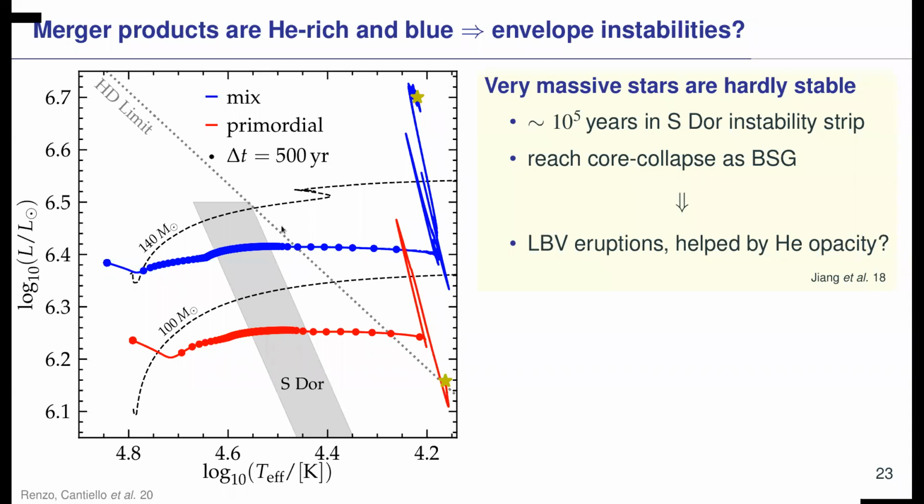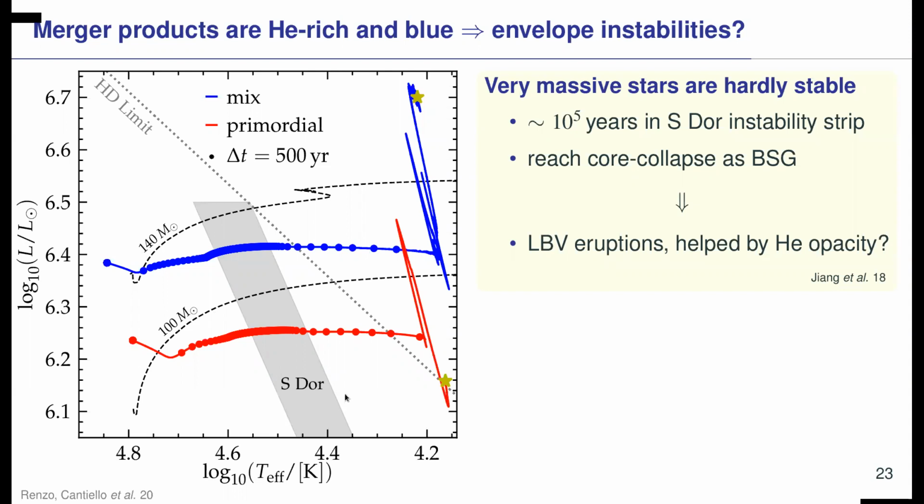The blue track is for the model where we mix the secondary star in the envelope. So it's helium rich, and that's why it's more luminous. The red track instead is our model where we neglect the evolution of the secondary. And here each dot is at 500 years of time. And so you can see that these stars spend a significant amount of time in this gray box.